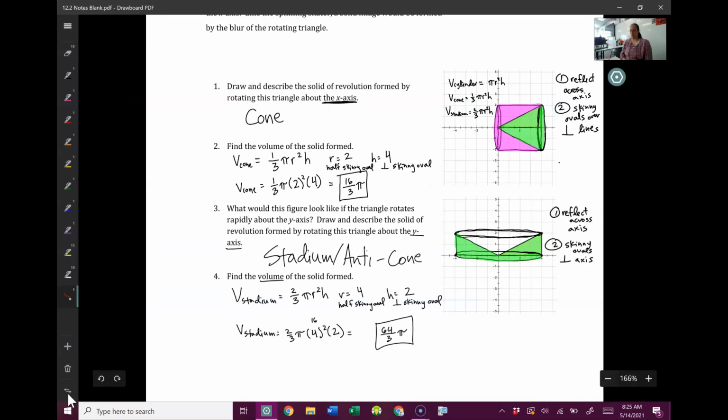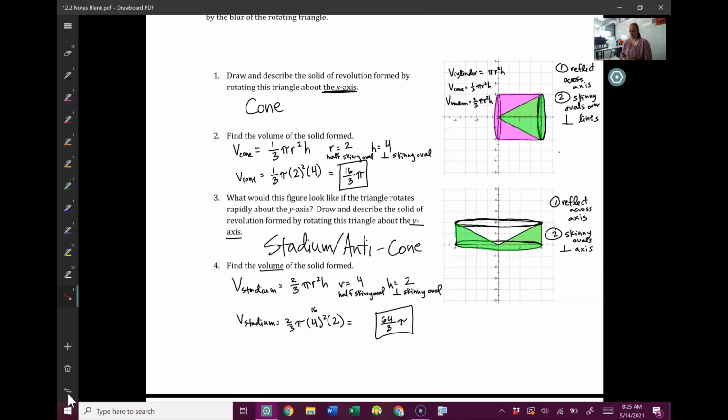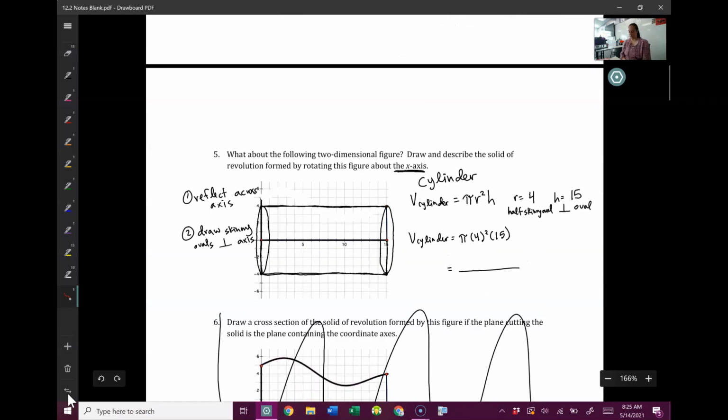Okay, so we have now learned about cones, we have learned about stadiums or anti-cones, and we have done cylinders. In the next video, we're going to go backwards from what we've been doing. So instead of taking a 2D shape and rotating it to get a 3D shape, I'm going to take a 3D shape and go backwards to figure out what 2D shape I would rotate to get the 3D shape that I want. So that's what we're going to be doing in the next video.